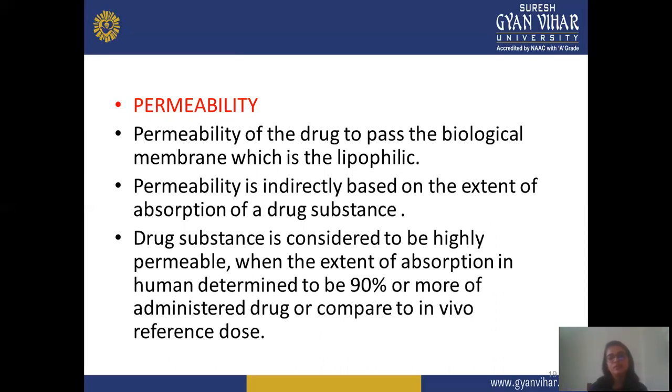A drug substance is considered highly permeable when the extent of absorption is determined to be 90% or more of the administered dose compared to a reference dose. This permeability calculates how much drug is permeable. It should be 90% or more, and if it is up to 90%, then you use the in vivo test to finalize your formulation. Otherwise, certain changes may be required, or you can modify the formulation.